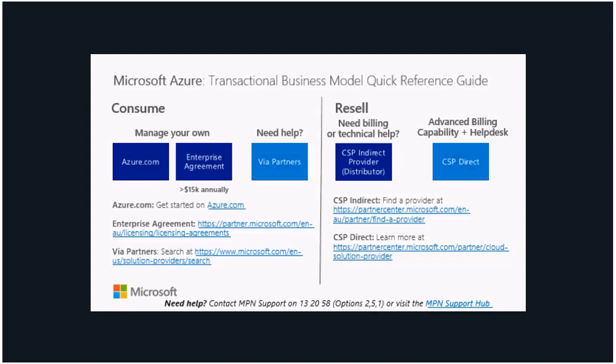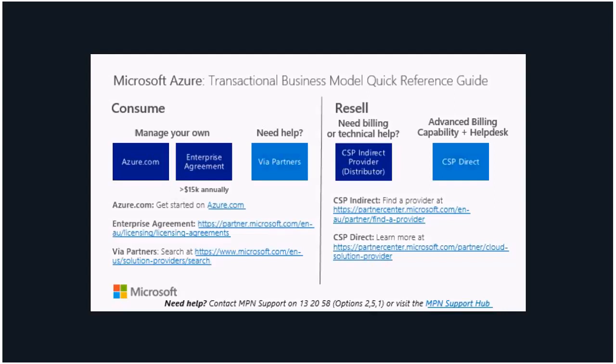If you identified more with the resale business model, then you have the two options we mentioned earlier. Indirect, where the indirect provider or distributor can help with the billing and technical side. If that sounds like it's a fit for you, there's a link on here where you can click that, sort by Australia, and then it will tell you all of the appropriate providers that we have in Australia that are there to help.